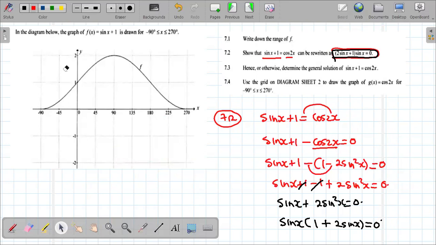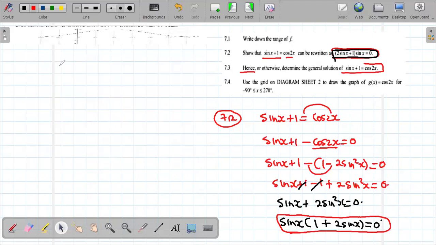Hence or otherwise, determine the general solution for this. But since they said hence, we should start where we finished. So can we just do the general solution from here? I'm just going to squeeze my graphs a little bit up. We have sine x times (1 plus 2 sine x) equals 0. Never ever solve for the angle if you don't have 0 on the right-hand side. It's mandatory. So can I equate everything to 0? Sine x equals 0, or 1 plus 2 sine x equals 0.